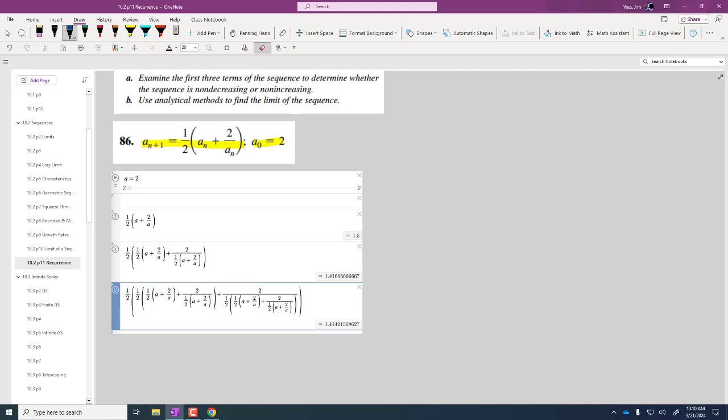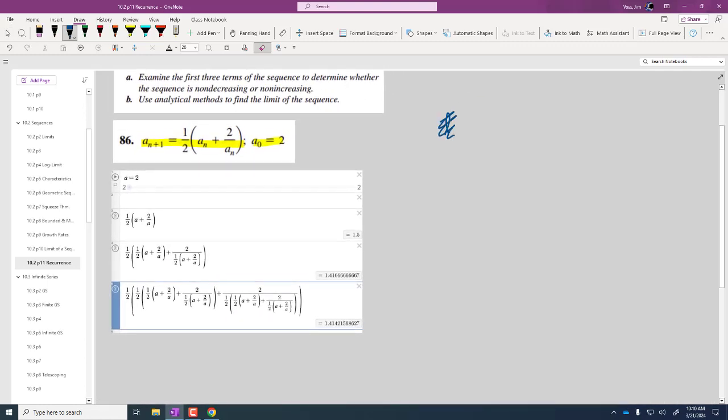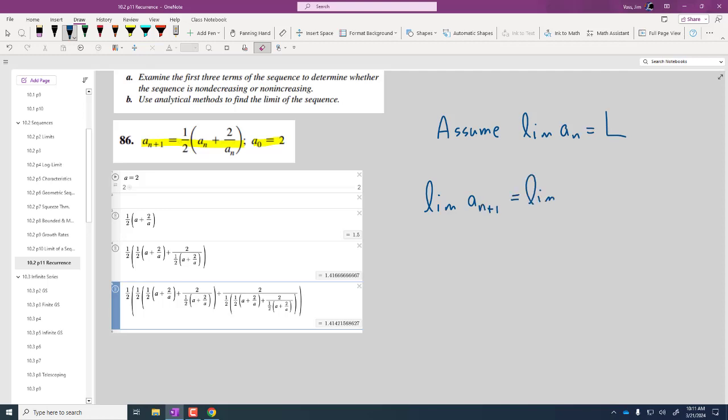Let's take a look. So we're going to assume that the limit does exist. We're just sort of looking at some data. We're like, oh yeah, it feels like that limit exists. So we're going to assume that the limit of a sub n is L. We're going to say the limit of the sequence is L. So if that's true, then we're going to take the limit of both sides of this equation right here. We're going to treat it like an equation. We're going to take the limit of both sides. And when we take the limit of both sides, we're going to get an algebraic equation.